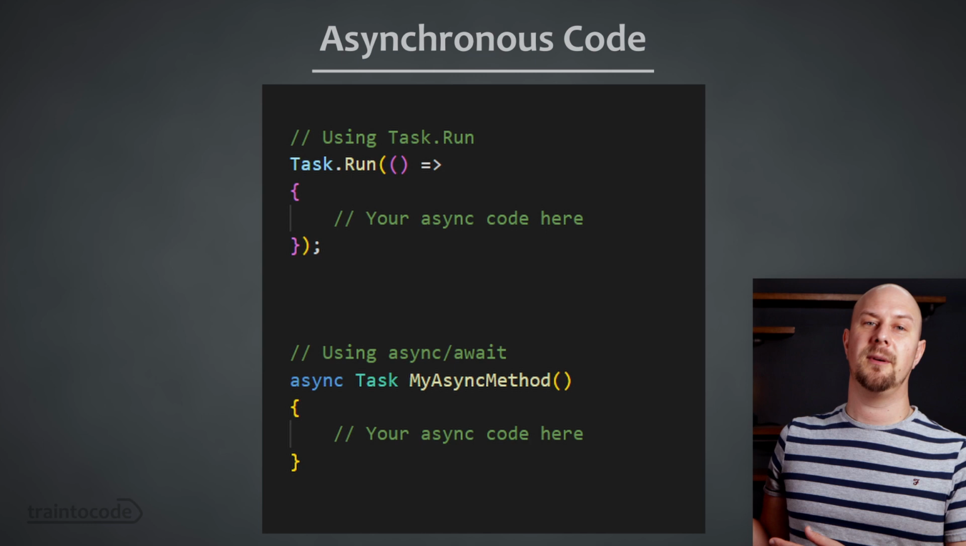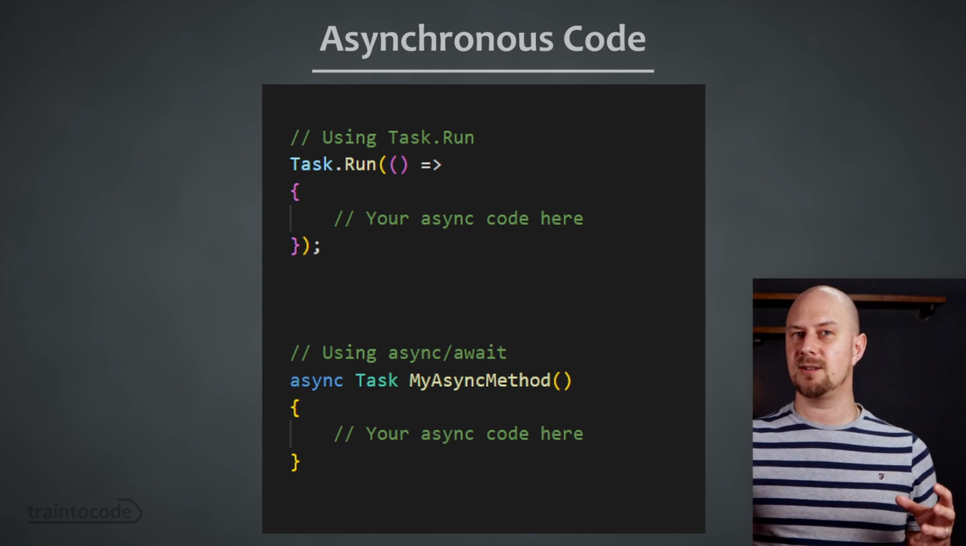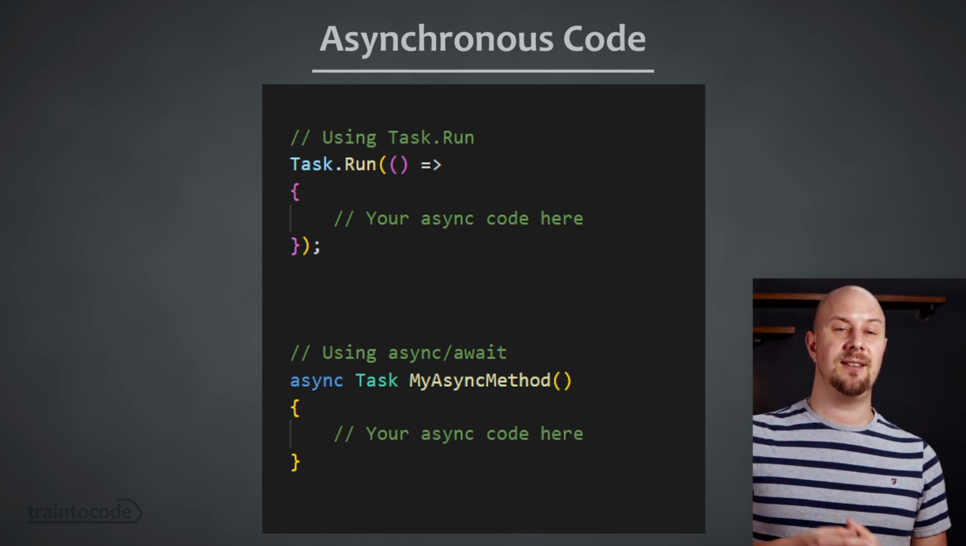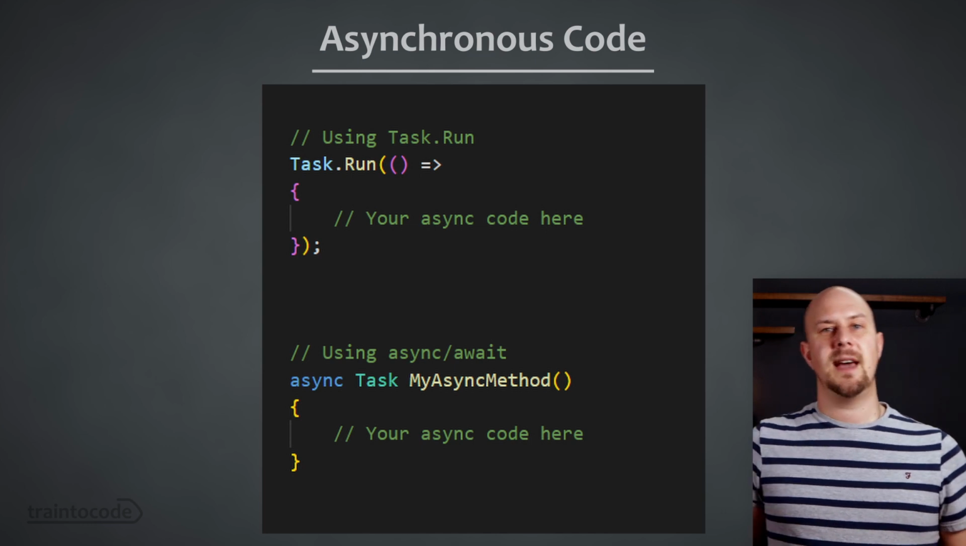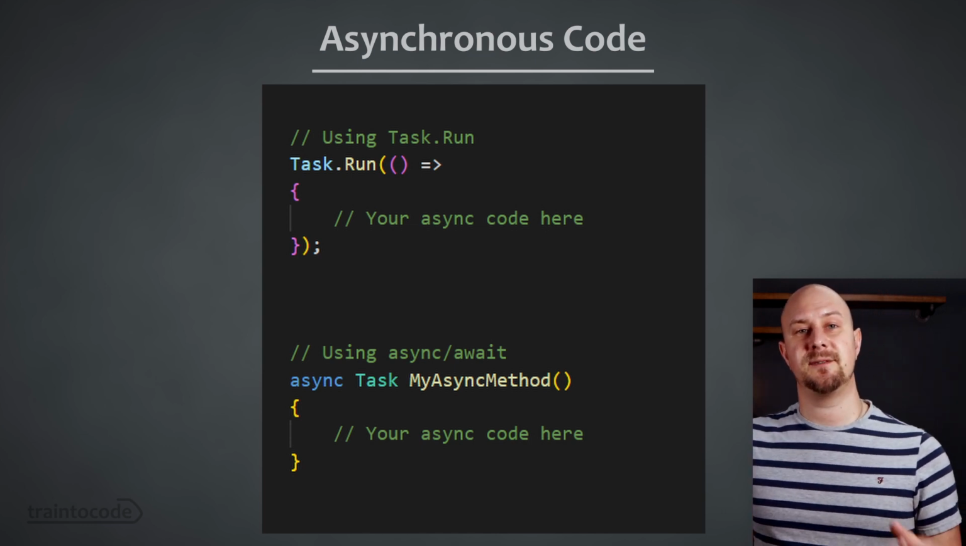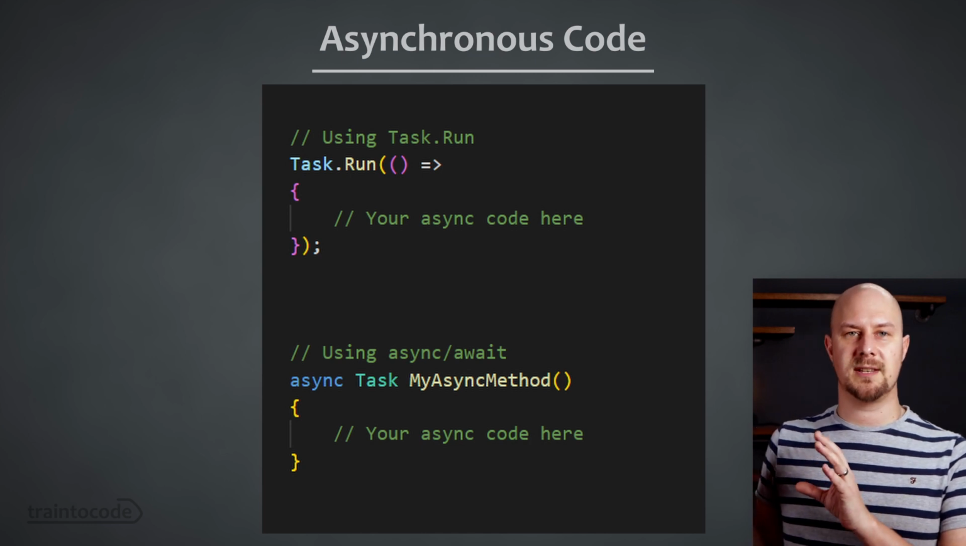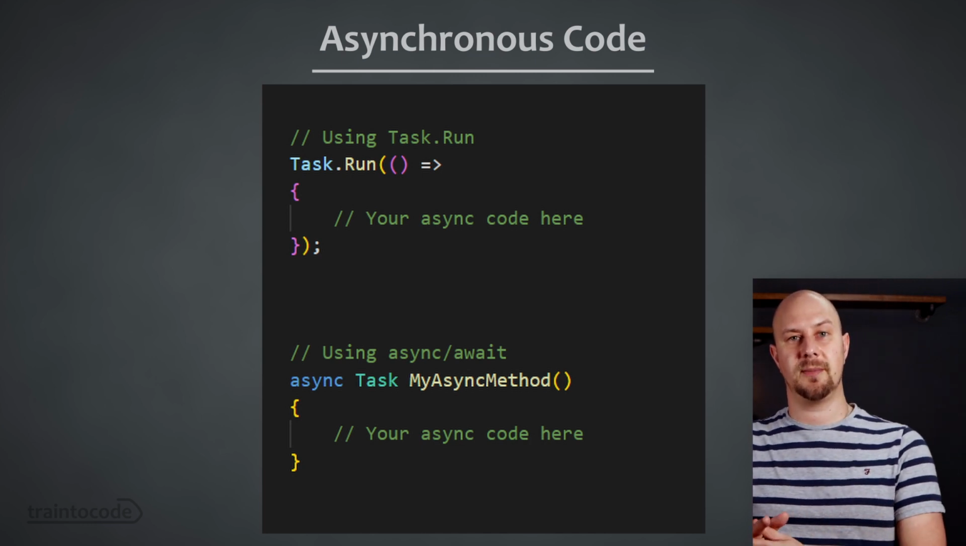But just like with read-only properties that we looked at earlier, the Task.Run method is still in there and you can still use it. There are still plenty of perfectly valid use cases for writing Task.Run or some of the other task methods in your C# code.